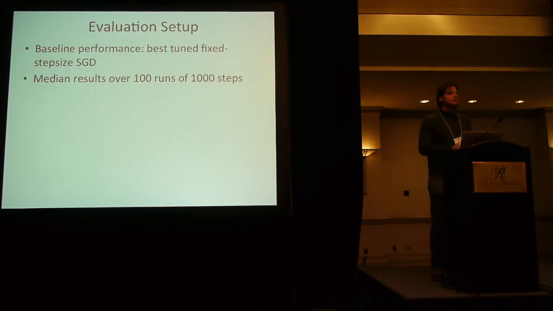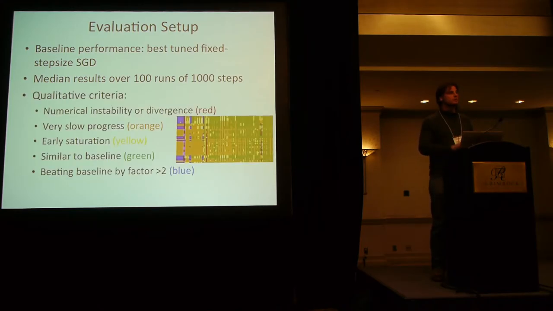And then in order to evaluate, we need some kind of baseline. So what we did is for each of the 3,000 unit tests, we tune a fixed step size SGD carefully so that we get the best performance of the simplest algorithm for each of them individually, and that's going to be our baseline. We would like a robust algorithm to be near that performance on a wide range of the tests. And so we're going to just look at qualitative results.